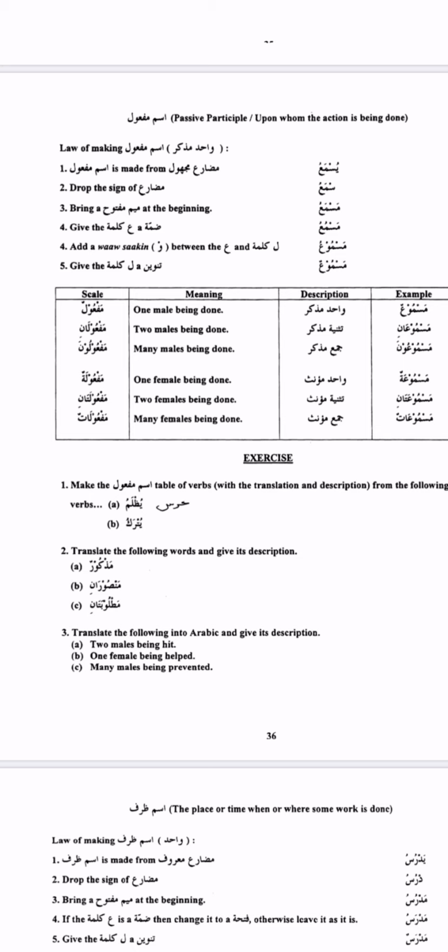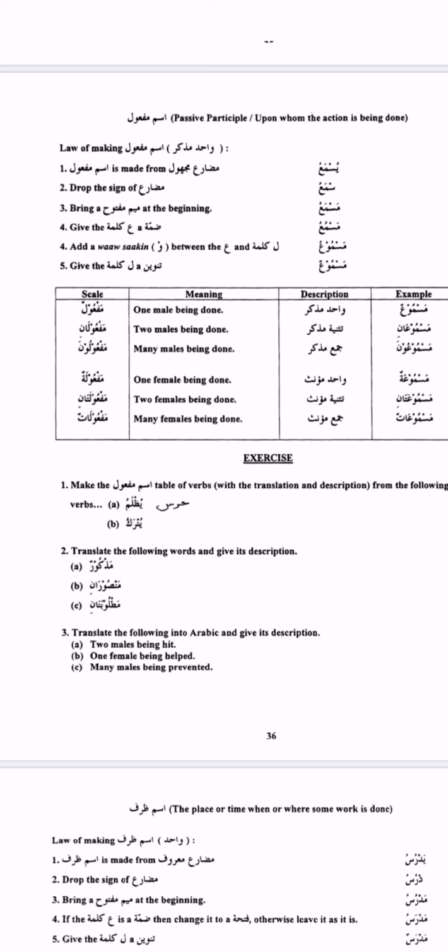Maf'ulun. Wahid mudhakkar, one male being done. Then you have tathniya mudhakkar, dual masculine, maf'ulani, the jam'a, maf'uluna. Maf'ulatun, maf'ulatani, maf'ulatun. So wahid mu'annath, singular feminine, is maf'ulatun. Dual, maf'ulatani, two females being done. Maf'ulatun, many females being done. Jam'a mu'annath.